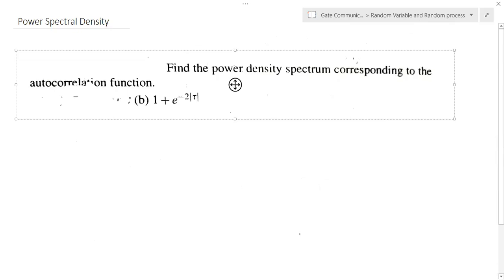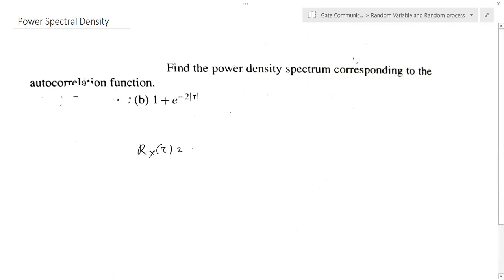Now we'll approach the next question. Find the power spectral density corresponding to the autocorrelation function 1 plus e raised to minus 2 modulus of t. So the autocorrelation function Rx of tau is given by 1 plus e raised to minus 2 modulus of tau. We need to find the power spectral density.